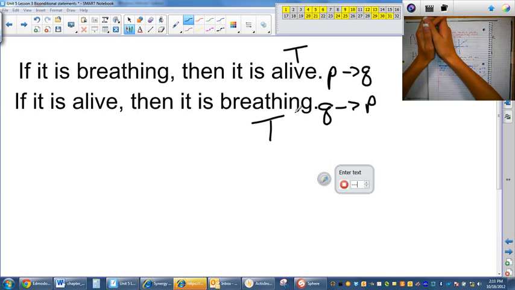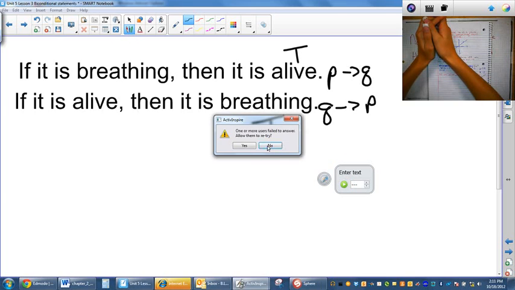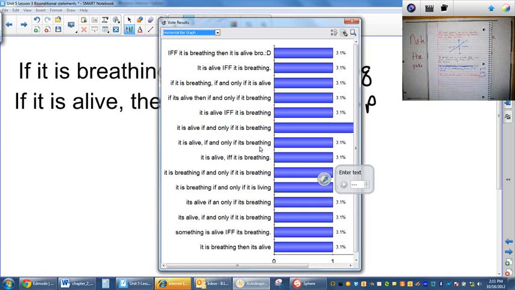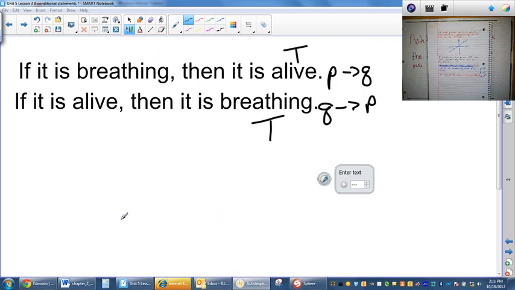Let's see what we got here. All right. If and only if it is breathing, then it is alive. Okay, we need that if and only if in the middle. So it is alive, if and only if it's breathing. It is breathing, if and only if it's alive.